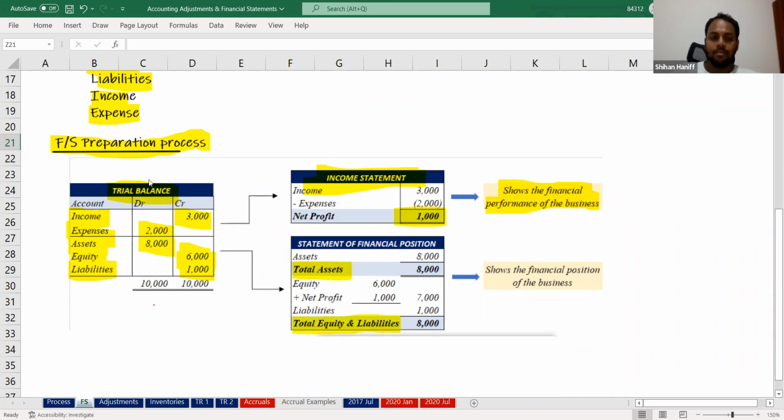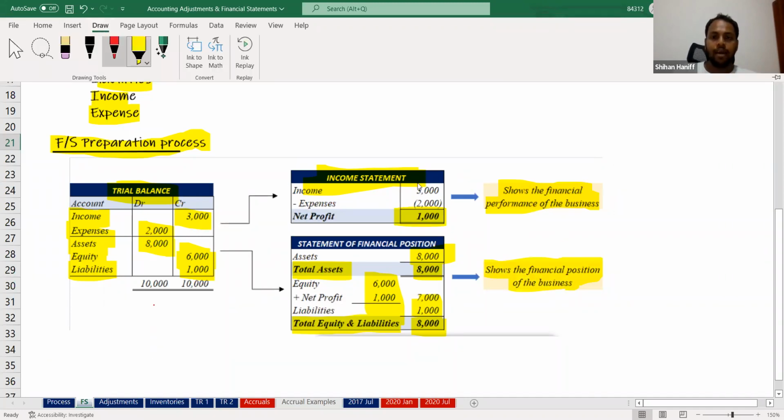So we take the remaining 3 items from the trial balance. Assets total 8,000, which equals equity plus net profit. The net profit belongs to the owners. So we add the net profit to the equity plus liabilities. So the balance sheet, or the statement of financial position, gets tallied for the total assets and equity and liabilities. And this shows the financial position of a business.